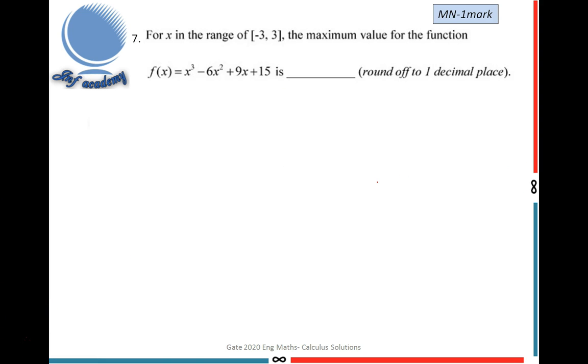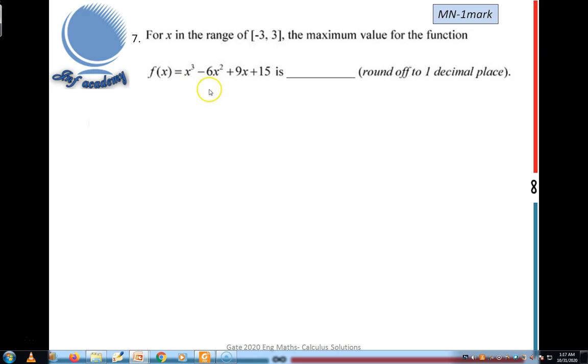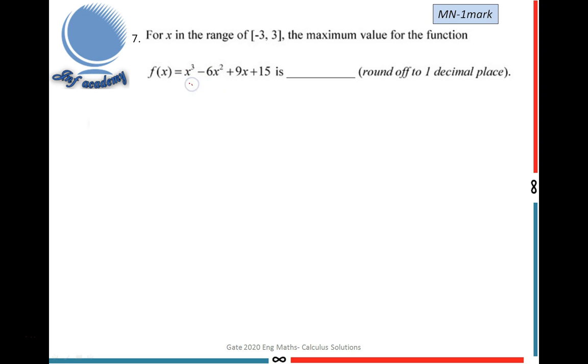Seventh problem. For x in the range (-3, 3), find the maximum value of the function. Here one function is given, and I find the maximum value of this function. This question is from the MN department. It has 1 mark. First I find f'(x) and I find the critical points.